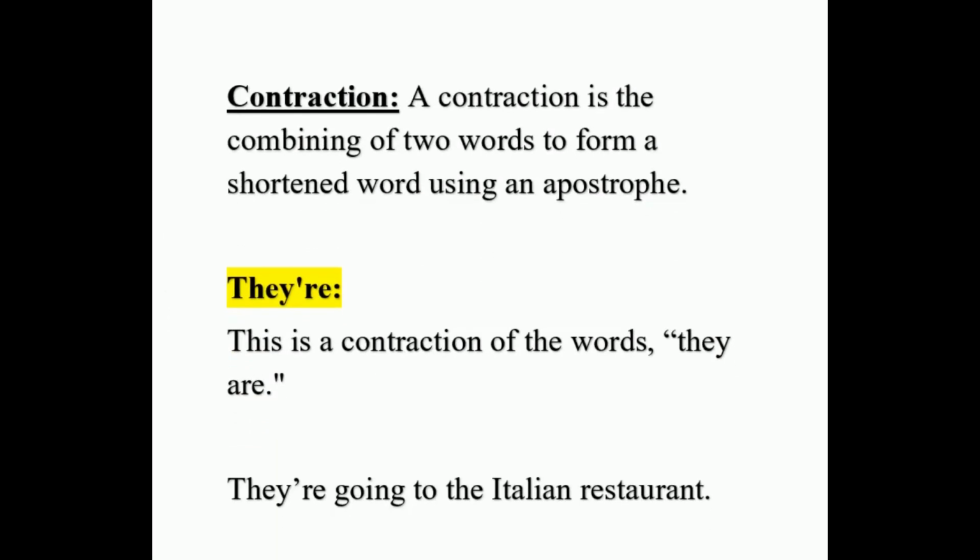All right, so the final they're is a contraction. A contraction is the combining of two words to form a shortened word using an apostrophe. Okay, so this they're is a contraction of the words they are. So they're going to the Italian restaurant. So here, this is a contraction. We could say they are going to the Italian restaurant. But remember, this is a shortened word for they are.